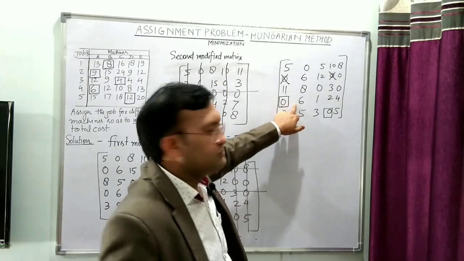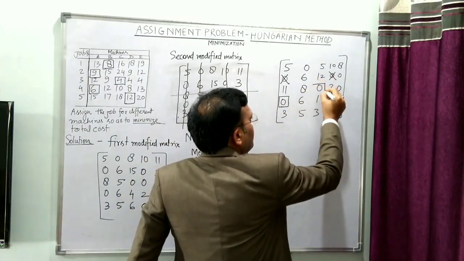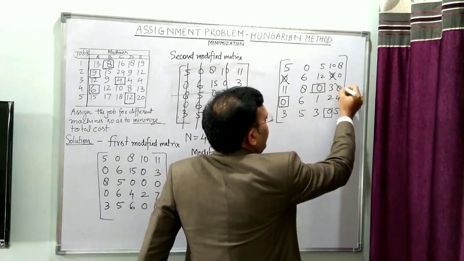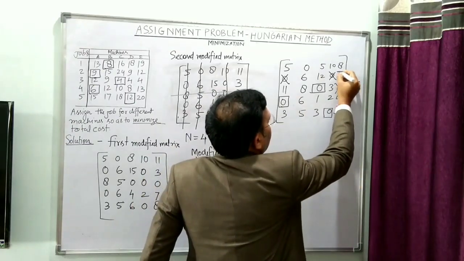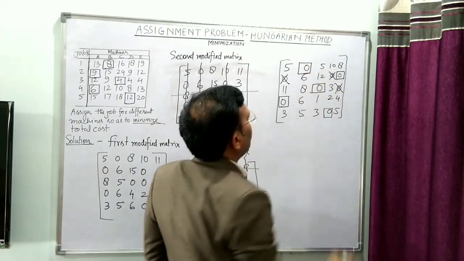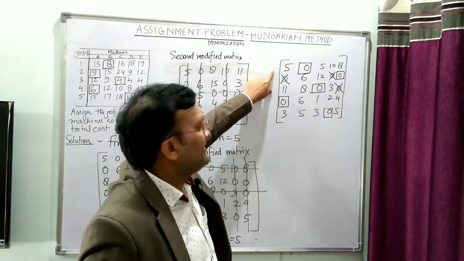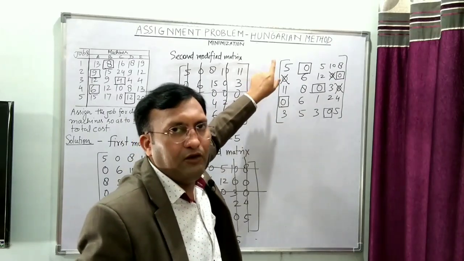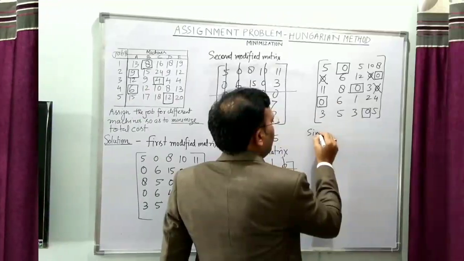Next, further we are going to do the next assignment. So how will we do that? We are going to choose this one. So this will be cancelled. And then for the next one, this will be our assignment, and for the first row this will be the assignment. So now we can see that in all the rows there is at least one assignment. Always remember, in every row there should be one assignment, not more than one.